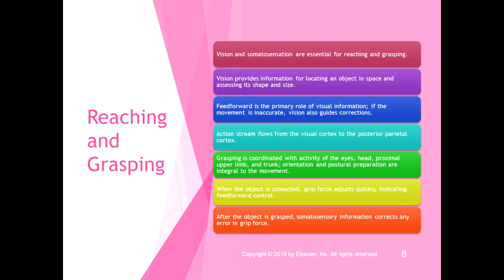The action stream flows from the visual cortex to the posterior parietal cortex. Grasping is coordinated with activities of the eyes, head, proximal upper limb, and trunk. Orientation and postural preparation are integral to the movement. When the object is contacted, the grip force adjusts quickly, indicating feed-forward control. After the object is grasped, somatosensory information corrects any error in grip force.